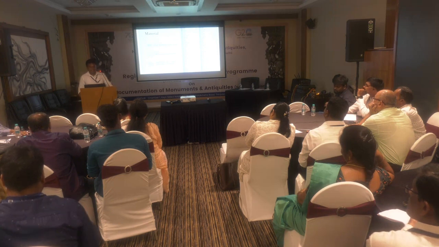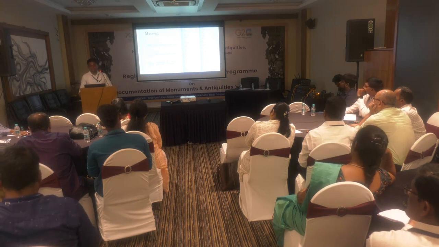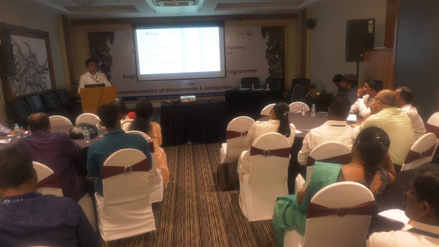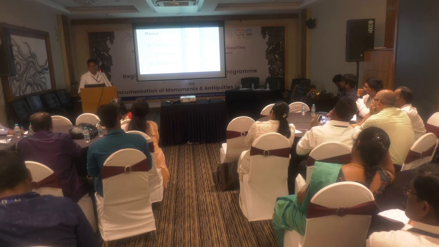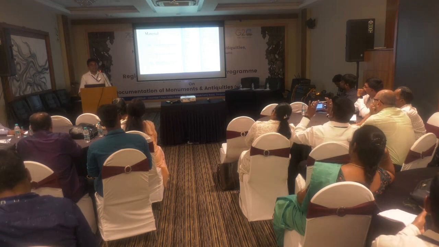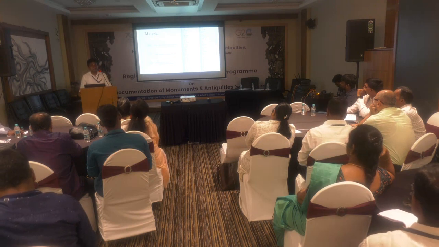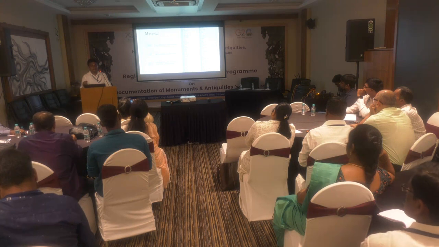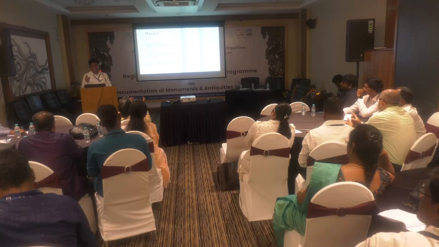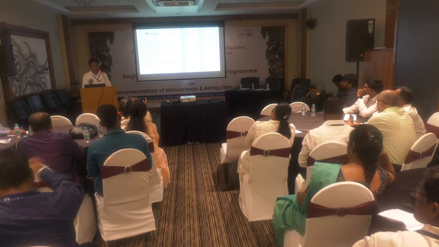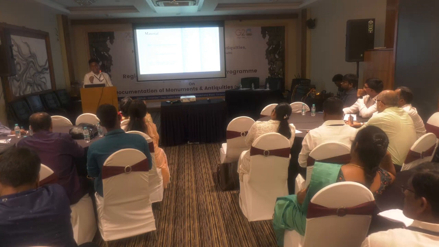Then the material column is there. So the exact material of that antiquity we can write here. If we found any carnelian bead, agate bead, or terracotta bead, in the material column we can write terracotta, carnelian or agate. It depends on the antiquity, what exact material that antiquity has.